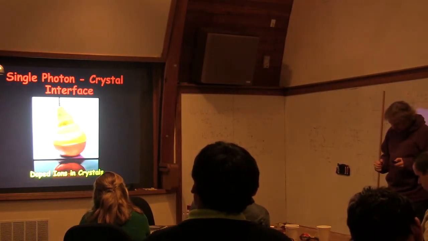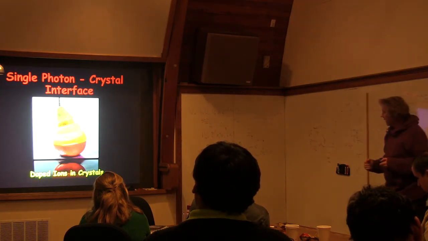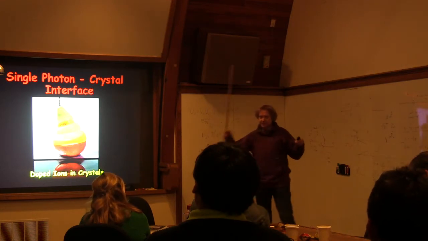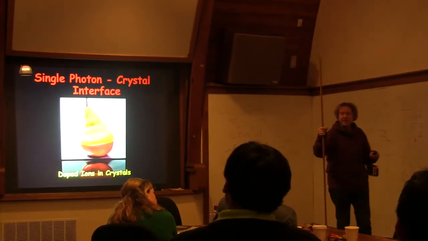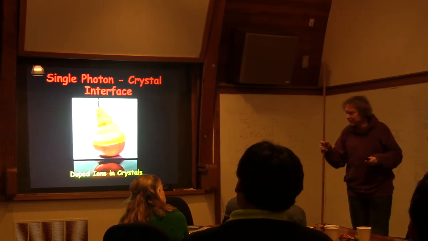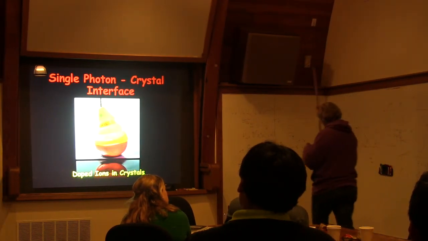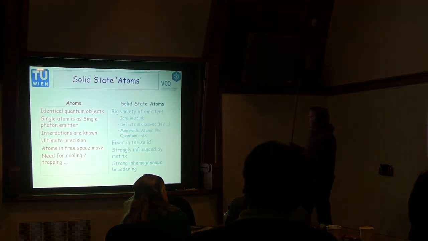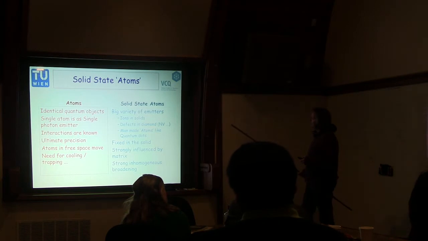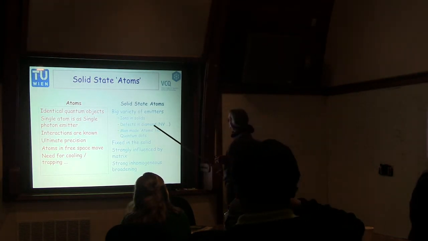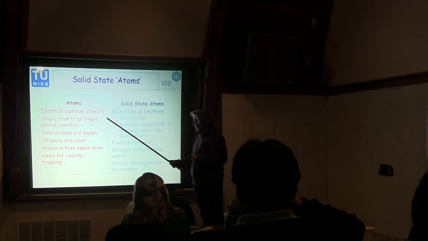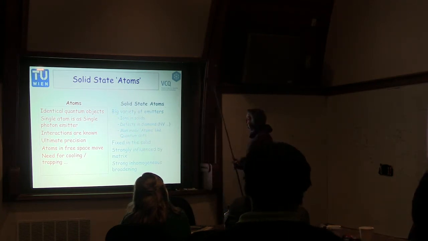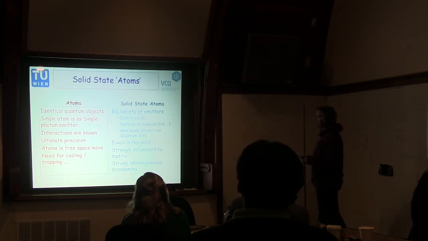Atoms are nice, but it would be much better if you didn't have to make a big optical table for these types of things, and instead could just put a diamond or some crystal in there, rather than using the whole overhead of an atomic physics experiment. The idea is that you take some kind of solid state atom. Atoms are identical quantum objects. A single atom is a single photon emitter. Its interactions are known. I think with atomic physics you have the ultimate precision in physics that you can achieve.